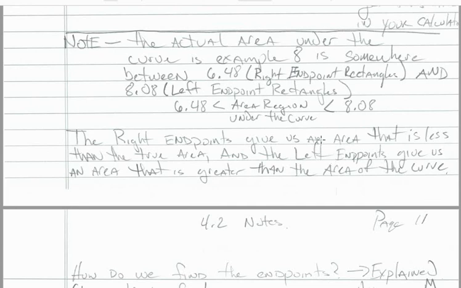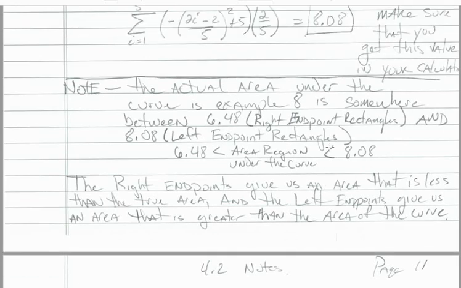This hopefully will all make sense to you in the next video that I'm going to make, where we explain exactly how to get the endpoints and clear all this up. But understand that we're using rectangles to approximate area and adding up all the areas of the individual rectangles to get as close as we can to the true area under the curve.